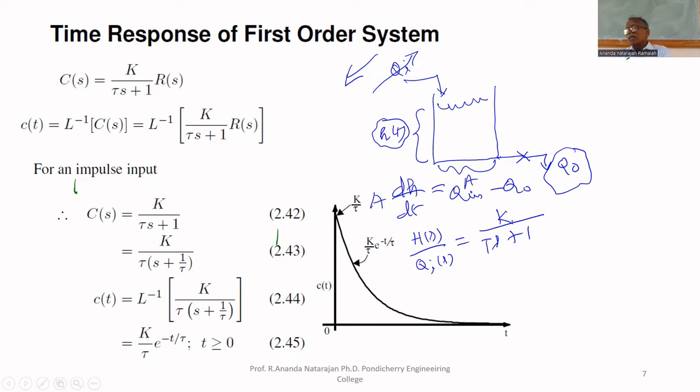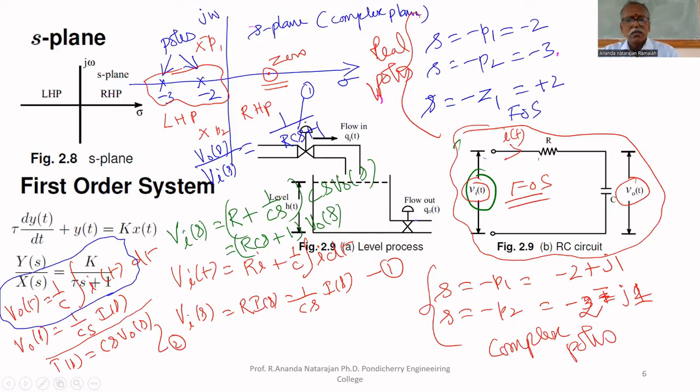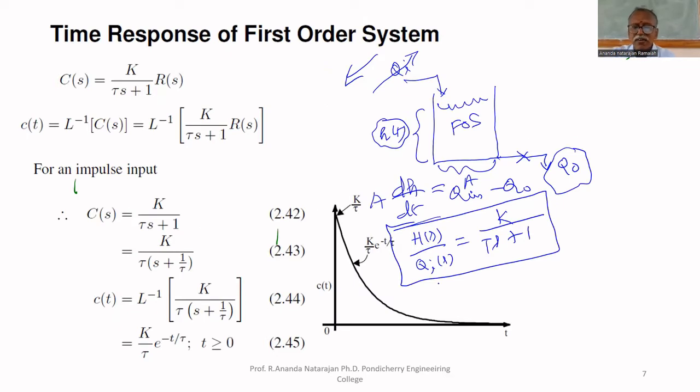We do not know the value of K and tau, but anyhow, it is a first order system. So I can simply write K upon tau S plus 1. That's why we can represent them as K upon tau S plus 1. First order system means if it is in differential equation form, it will be represented like this.